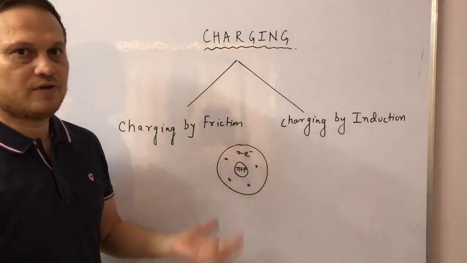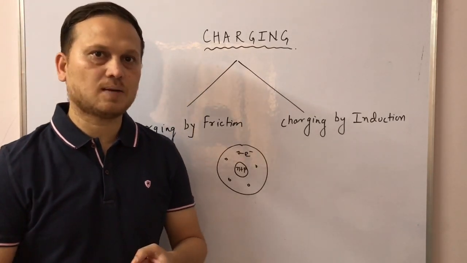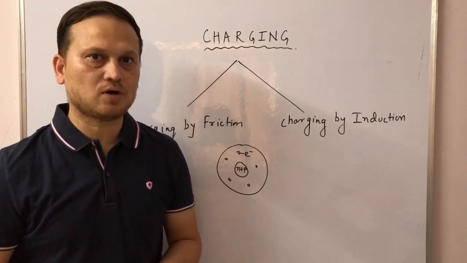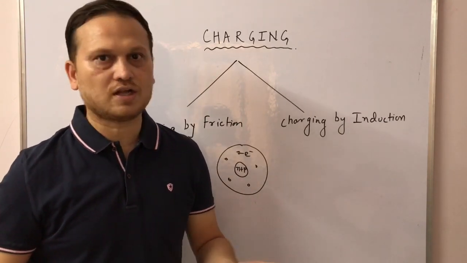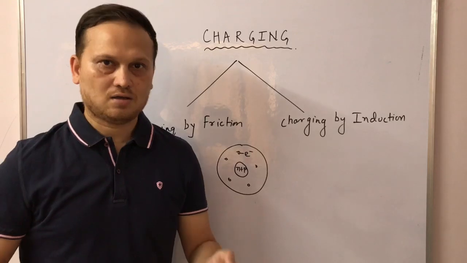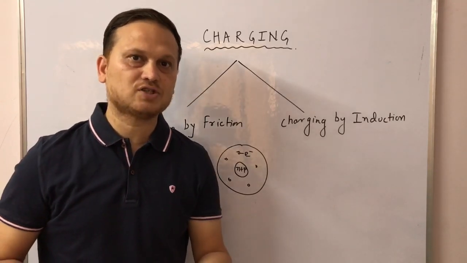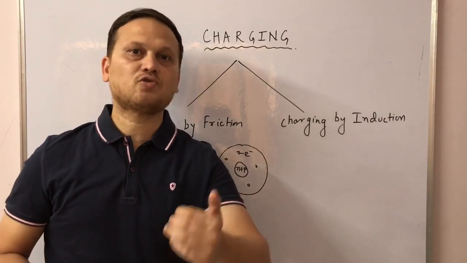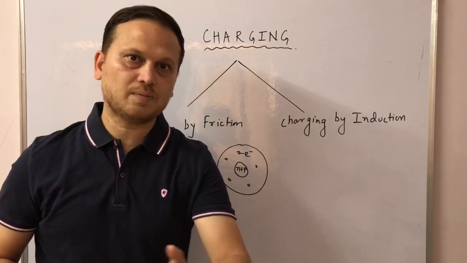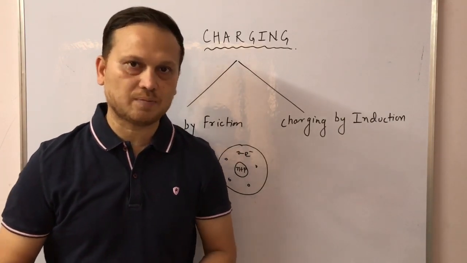So this is how friction can be used to charge any body. The simple method: just rub a charged body with an uncharged body, and the uncharged body will become either positively charged or negatively charged. How does the uncharged body become positive or negative? If it takes electrons from a charged body, then it becomes negatively charged, and if it gives electrons to another body, it becomes positively charged. So this is how positive charge and negative charge can be made.